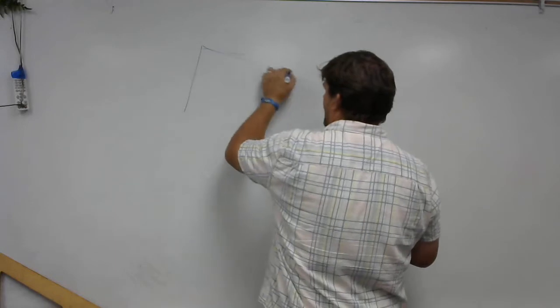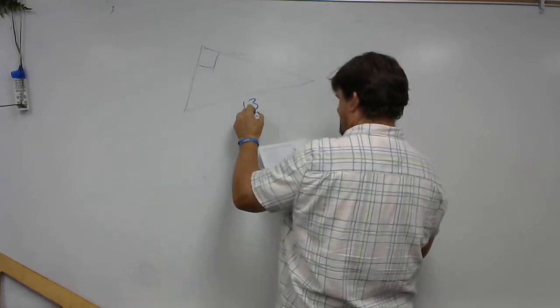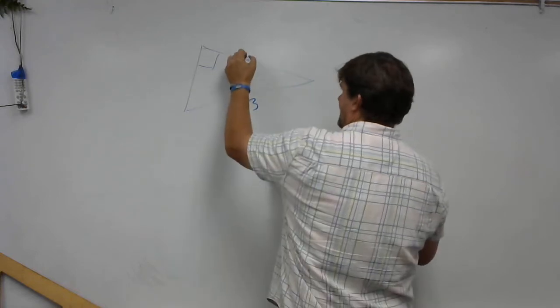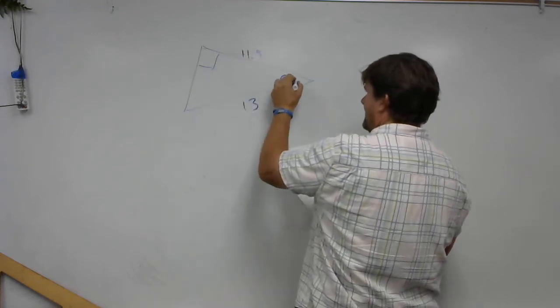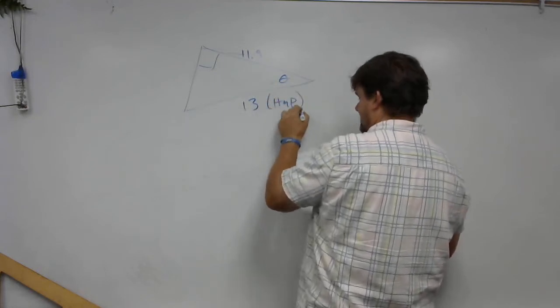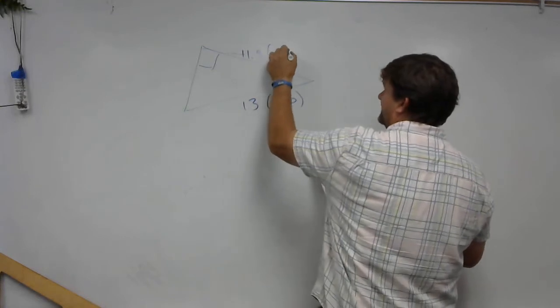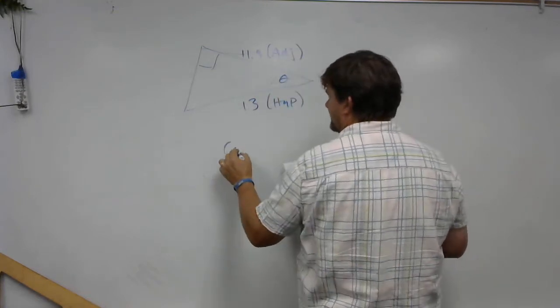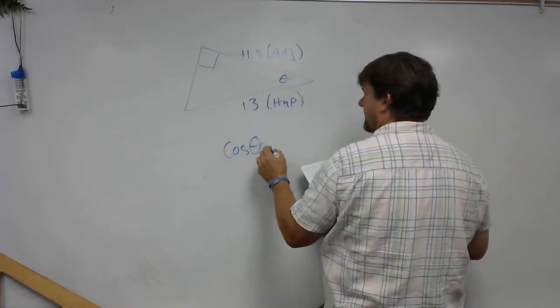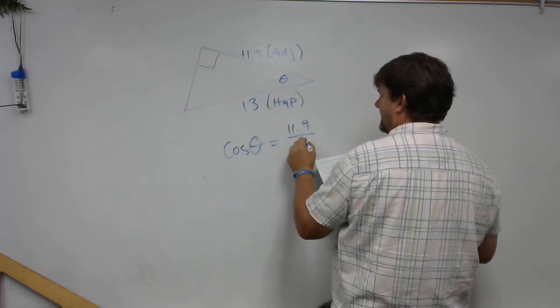So, number 12. Number 12, we got 13 here. We've got 11.9 here. We've got theta here. Across from here is the hypotenuse. Yes, it is. This is going to be adjacent. That means I have cosine of something is equal to adjacent over hypotenuse.